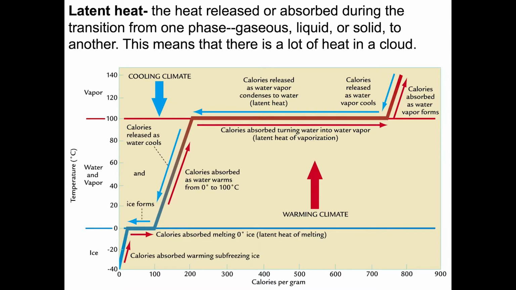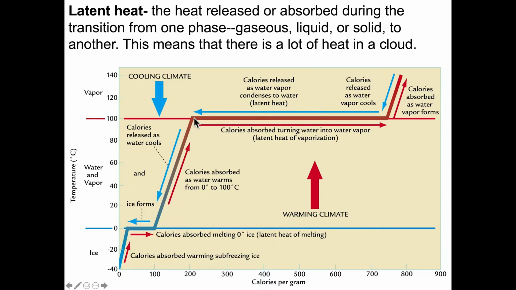Now we have liquid water. We're going to heat that water from 0 to 100 degrees centigrade. In doing so, again, we're adding energy. We're adding a specific amount of energy, 1 calorie per gram per degree. So we add 100 calories to get 1 gram of water to 100 degrees centigrade.